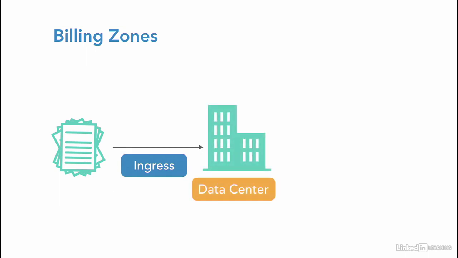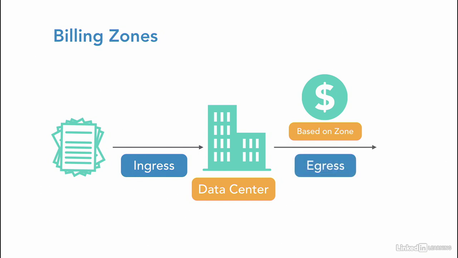Next, I'm going to touch on billing zones. And we talked about zones for availability in a previous lesson. Those zones are used for high availability. Zones for billing are used to predict costs for data leaving a zone. One thing you need to understand is typically Microsoft does not bill you for data that is entering a data center, or ingress. But they will charge you for data that leaves the data center. That's egress. And the cost of that data leaving the data center is based on a zone.